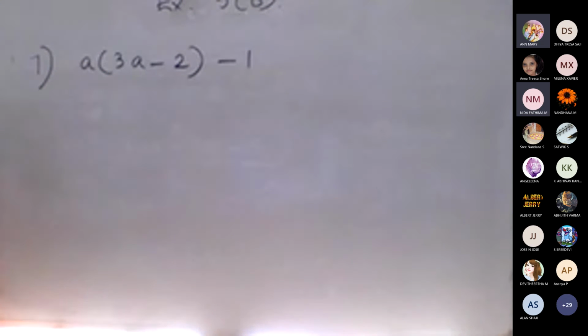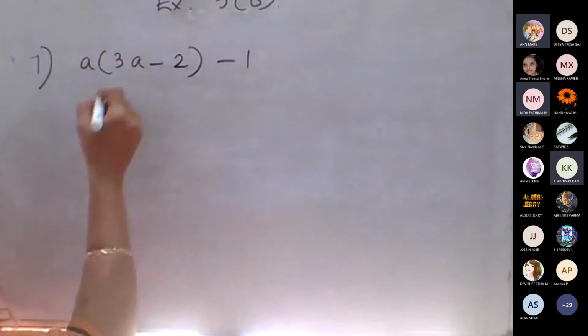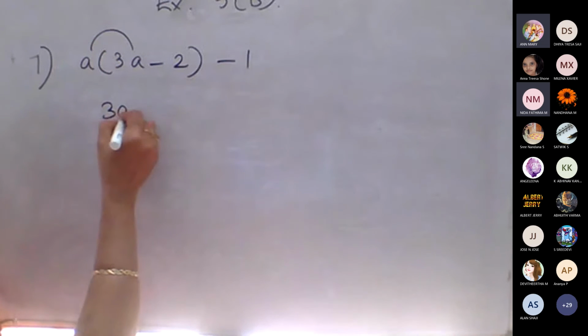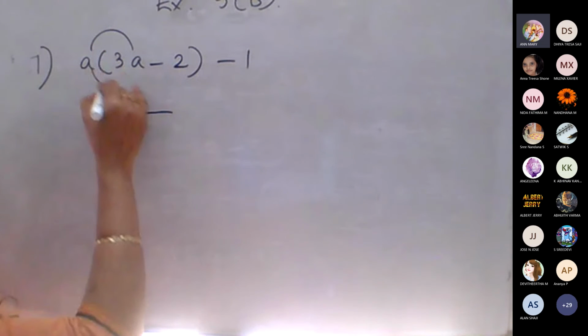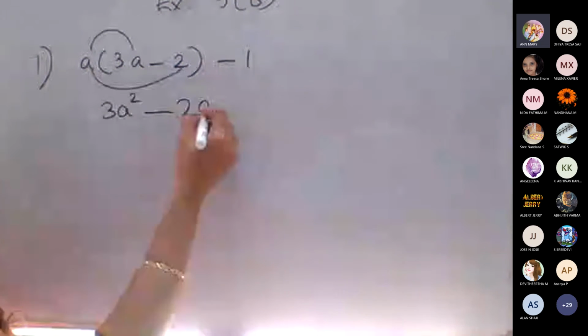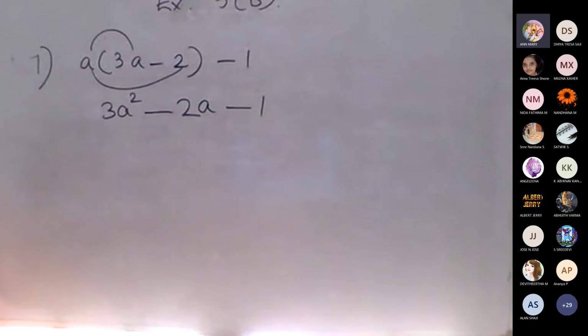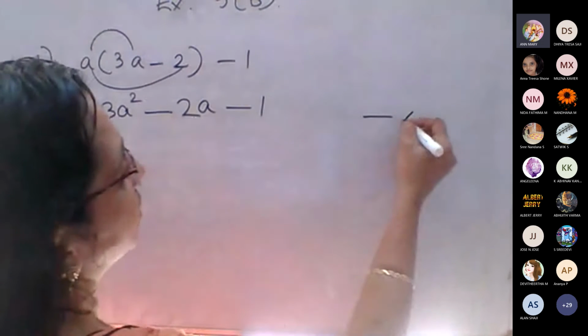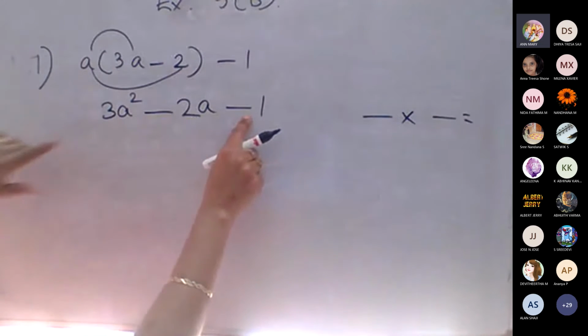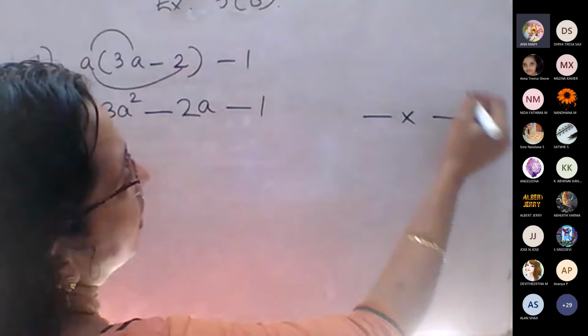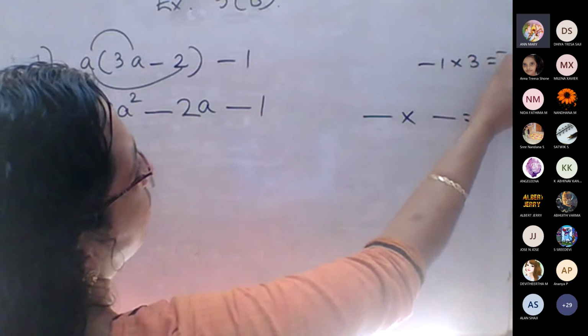A is common. What will we do with 3a and minus 2? So we can multiply this: 3a square minus 2a. Then bracket 3a square minus a into 2 is minus 2a minus 1. So we got the one. We can split. So what will be dash into dash? Dash into dash would be negative 1 into the coefficient of a square, which is 3. Negative 1 into 3 is equal to negative 3 we need.